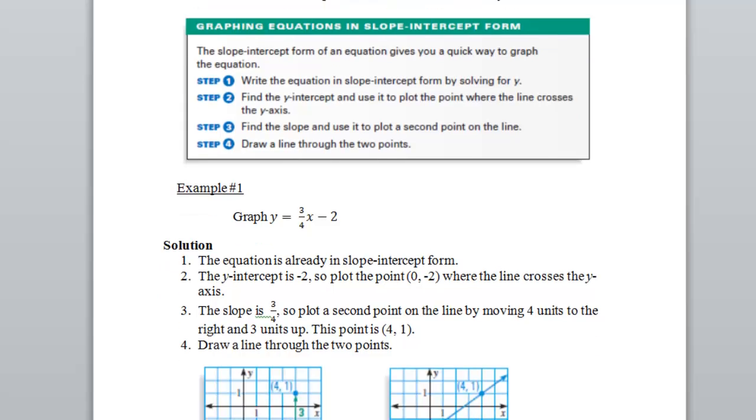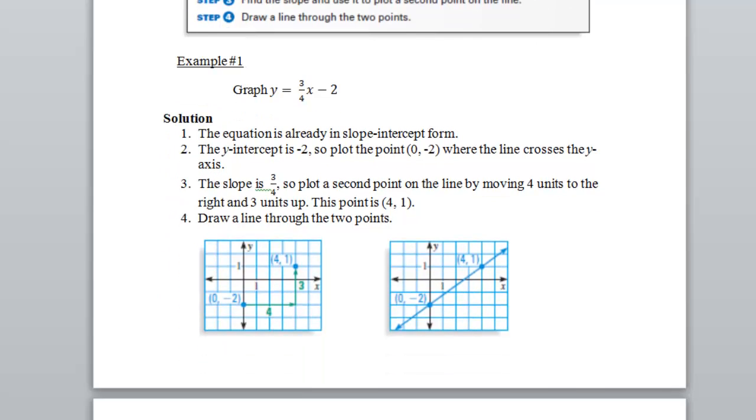If we look at an example, you can see that we're following these points. We have -2, so that is going to create the point 0, -2 as our y-intercept. That should be the very first thing that is plotted, and you can see that that's done right here on the graph. Then we identify the slope as being 3/4, and that's rise over run.